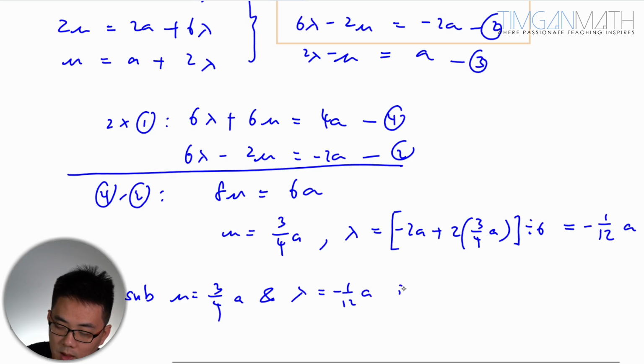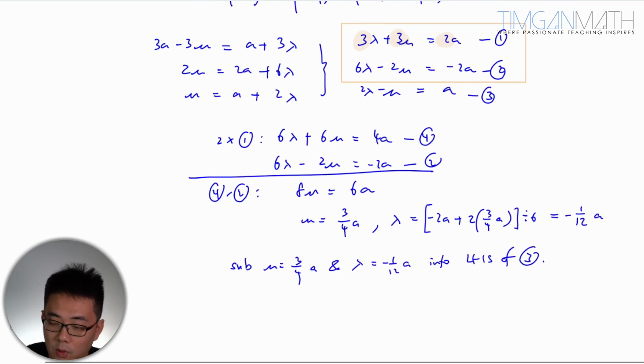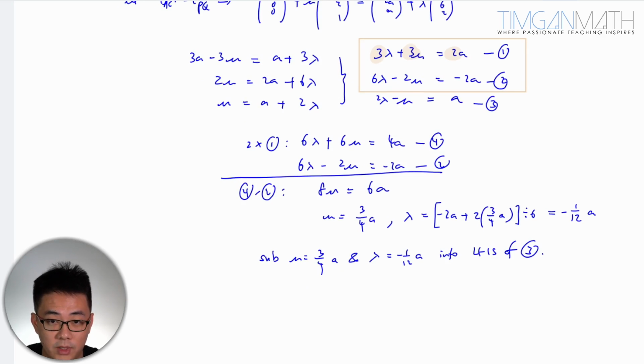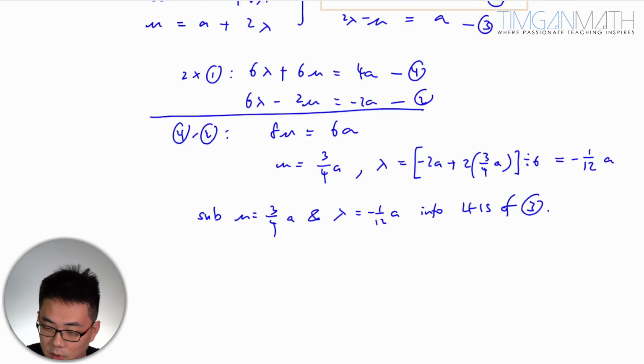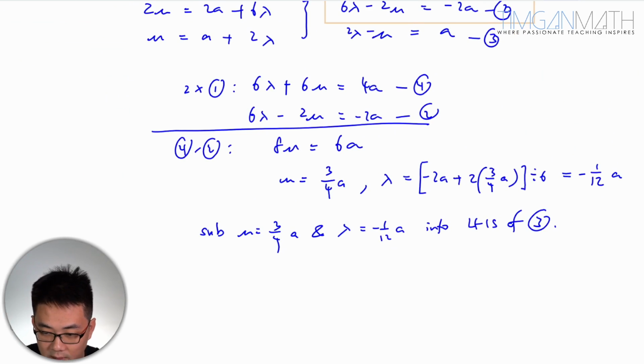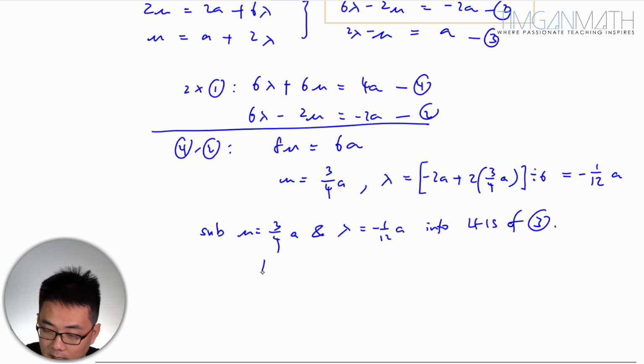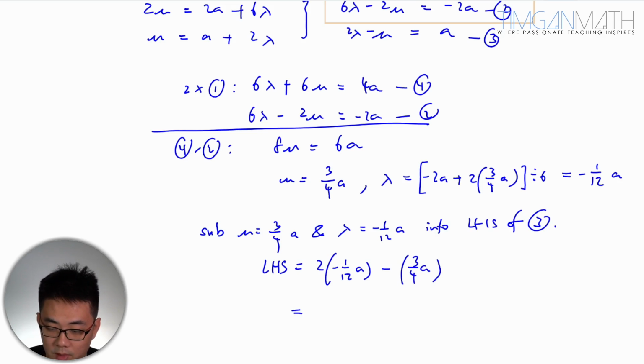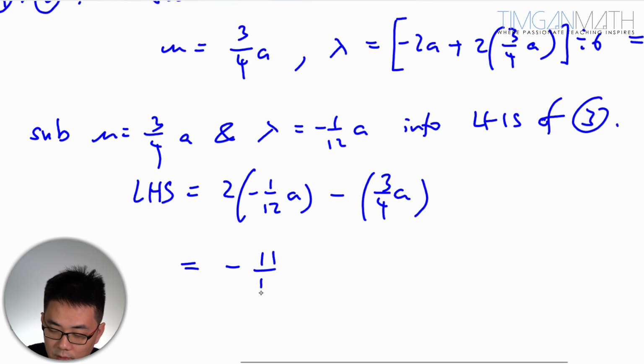We sub into the left hand side of 3 and hope that we get a. If we get a, it means you satisfy all the 3 equations with this lambda and mu. If not, then it has to be a skew line. So the left hand side will just be 2 times negative 1 over 12a minus 3 over 4a. That will give us negative 11 over 12a.